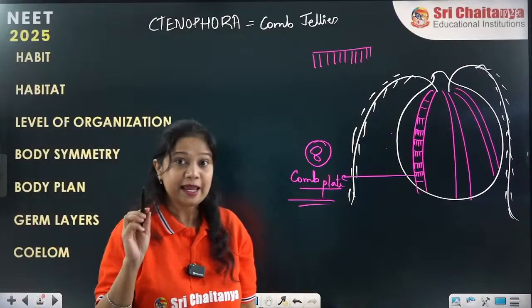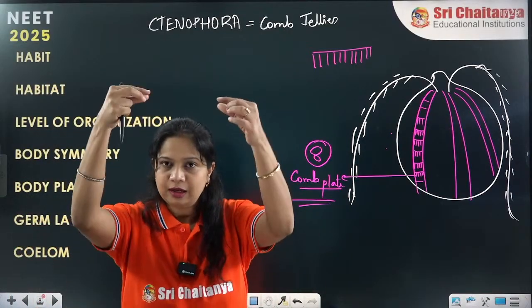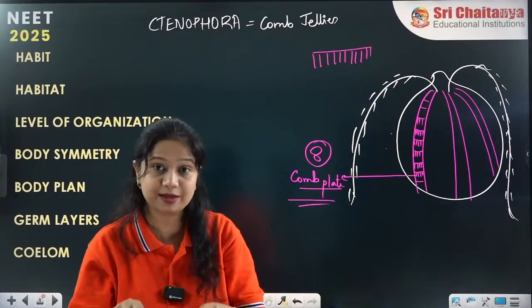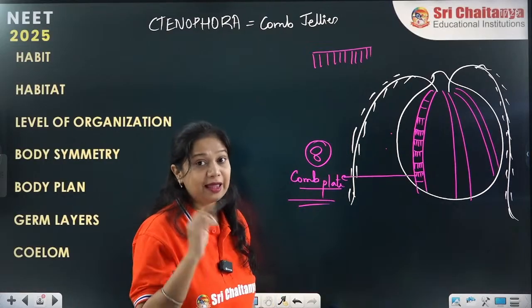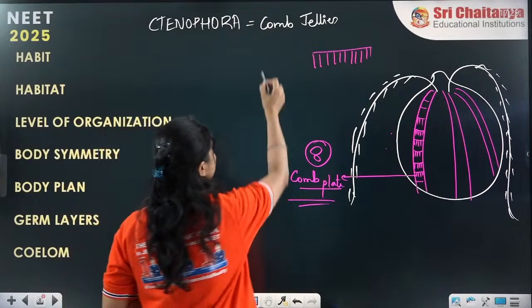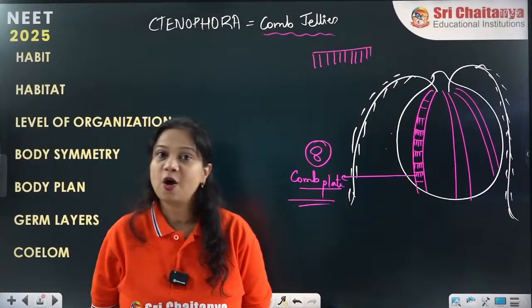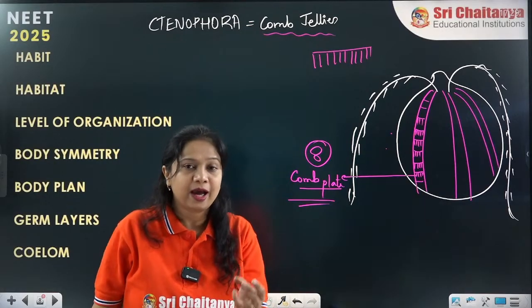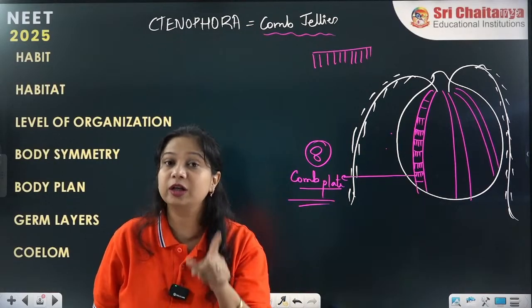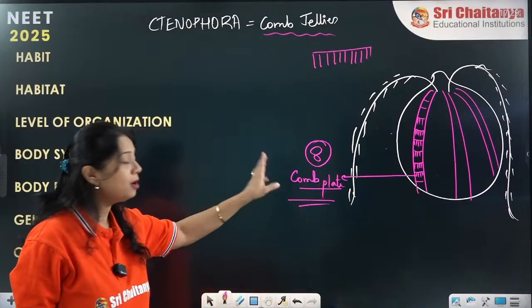How many comb plates? Eight longitudinal comb plates are present in their body, and that is the reason why they are called comb jellies. They are called comb jellies because they have 8 longitudinal rows of comb plates.